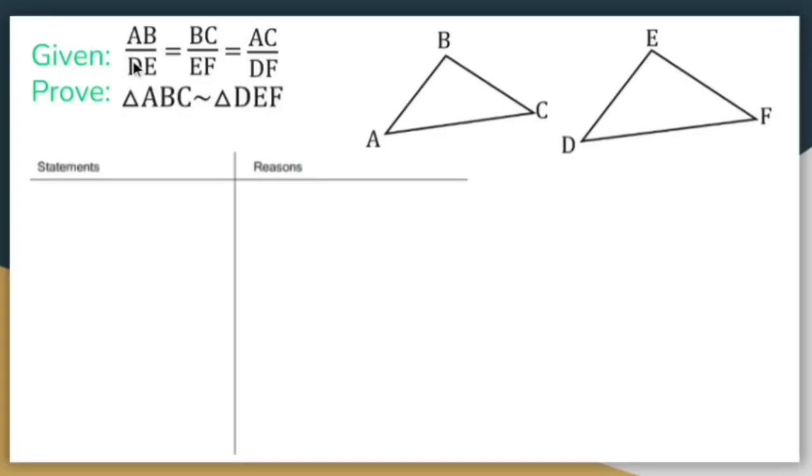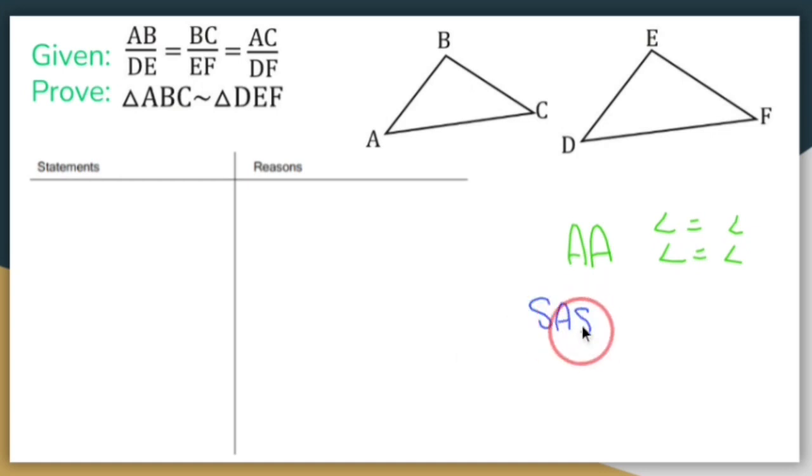Given AB over DE equals BC over EF equals AC over DF, I need to prove that these 2 triangles are similar. All right, well, there's 3 ways that you can prove that triangles are similar. Okay, you could use the angle-angle method. If you could show that 2 angles are congruent, I could use the angle-angle method. I could also use the SAS method.